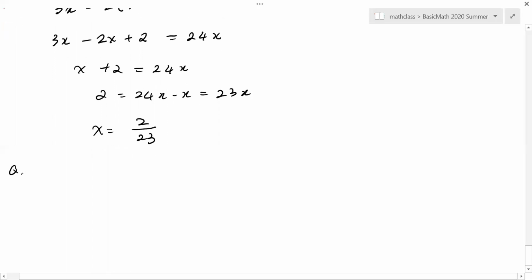Right, so let's try the next one. 2 over 5 times 10 minus x equals, okay, equals 1 over 10 times 5 minus x plus 1.